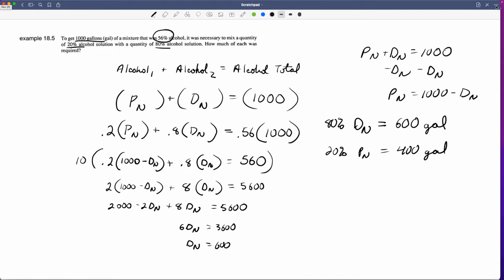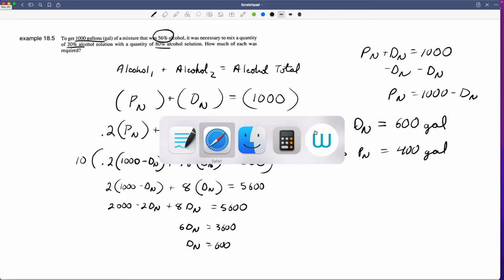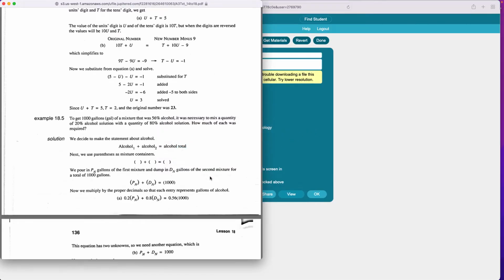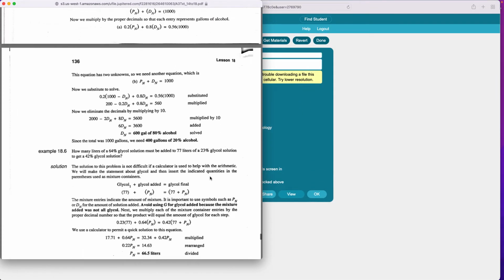Okay, let's clear the page. Let me double check my answer while I'm looking at it. Let's scroll down here and see. Yes, so we were right. We had 600 gallons of the 80% alcohol. And since the total was 1,000 gallons, we would need 400 of the 20% alcohol. So that was correct. So we did good.